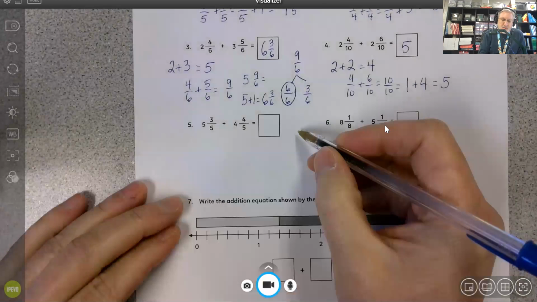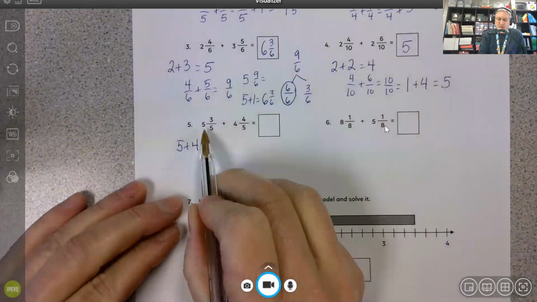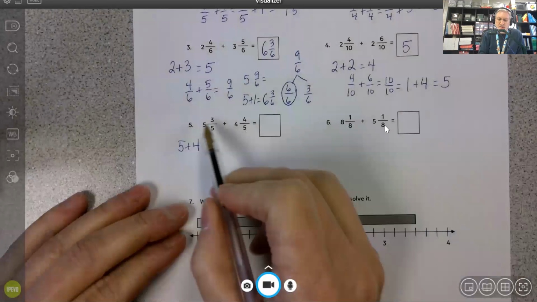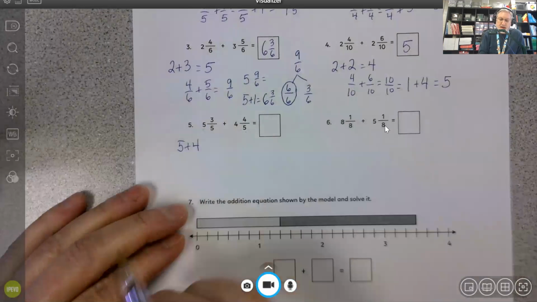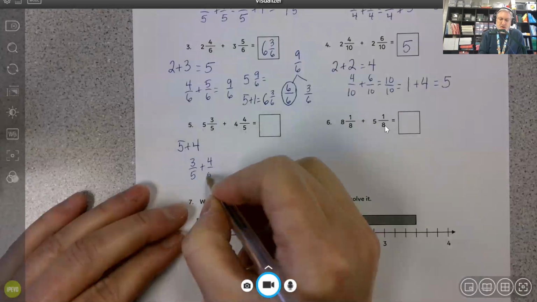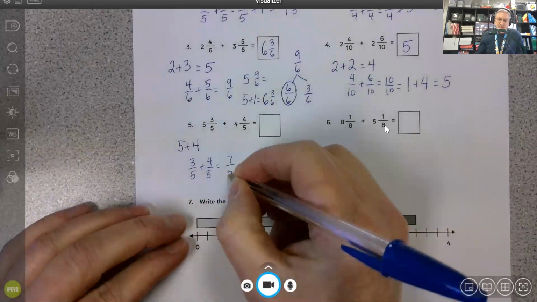So let's add our whole numbers. Again, I have 5 3/5 plus 4 4/5. I'm going to add my wholes, 5 plus 4. And then I have 3/5 plus 4/5, which equals, I just add my numerators, 7/5.